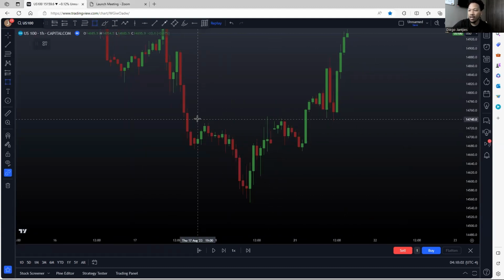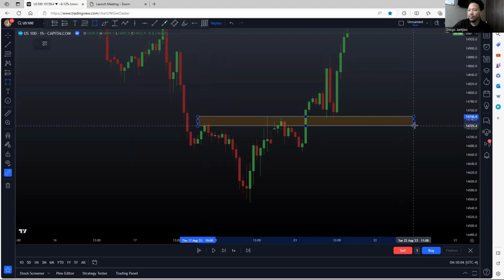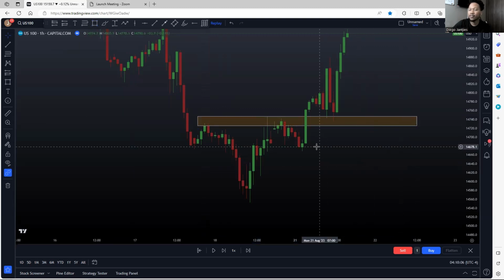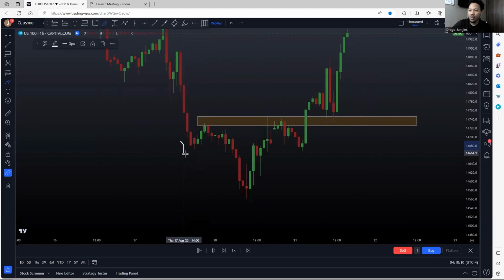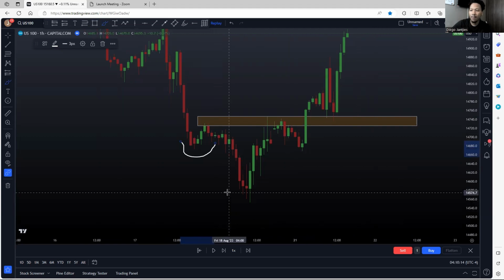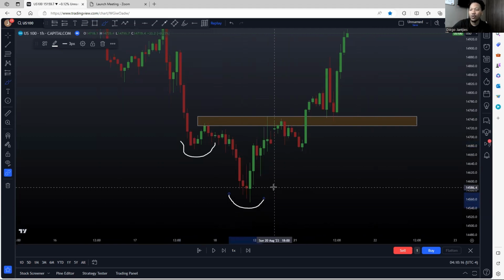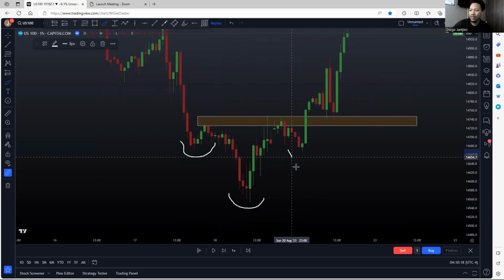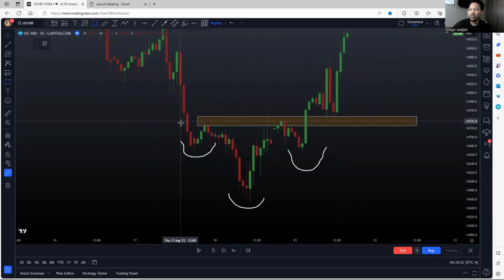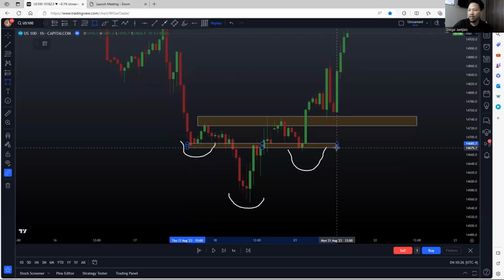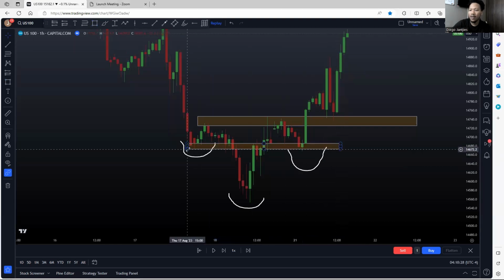So if we look at this high right over here, if I can box it out just like that, can you guys see that here we found ourselves creating that left leg? This will be your head, this will be your right leg, right? So check this out. If I box out this right there, boom, price found itself creating a lower low.